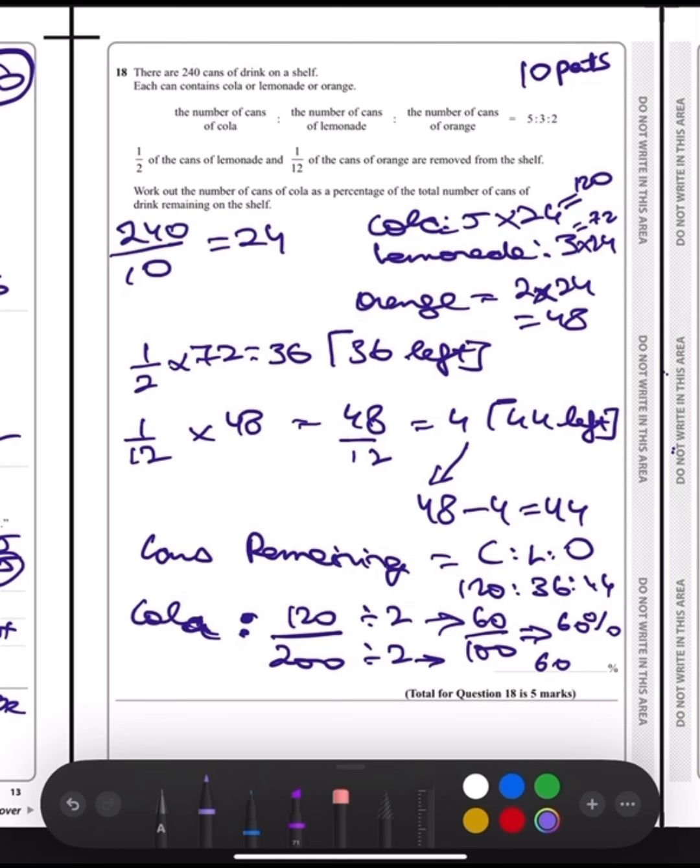So that we can get 100. Because, for example, if we take 30%, we basically know 30% is 30 over 100. So we know if we need to find a percentage, the number should be over 100, from which we can get the percentage. So we divided both of them by 2. We got 60 over 100, and in that way we got a percentage of 60%.